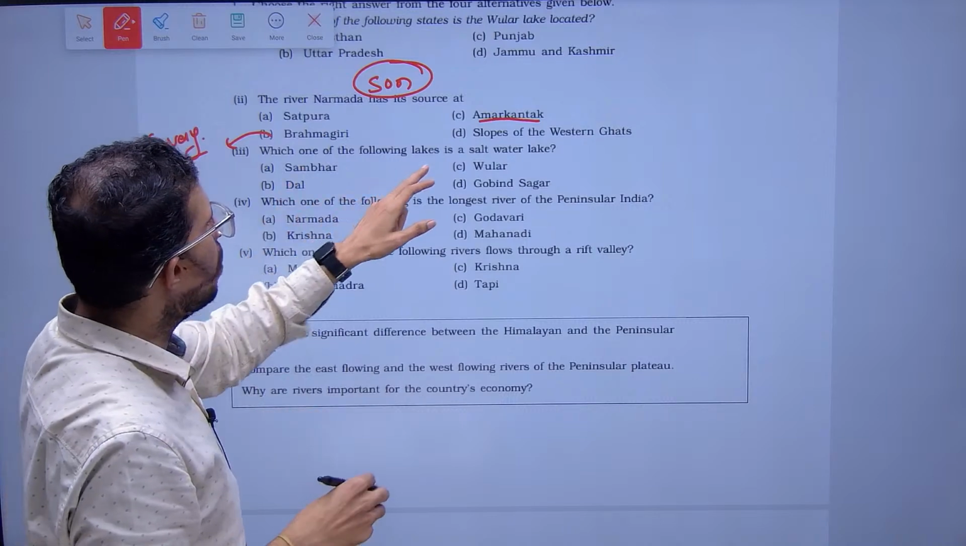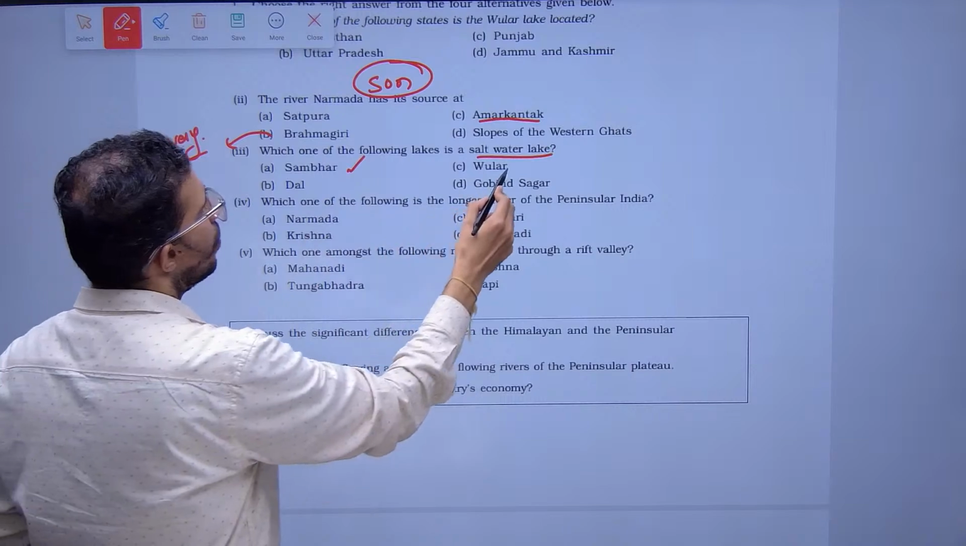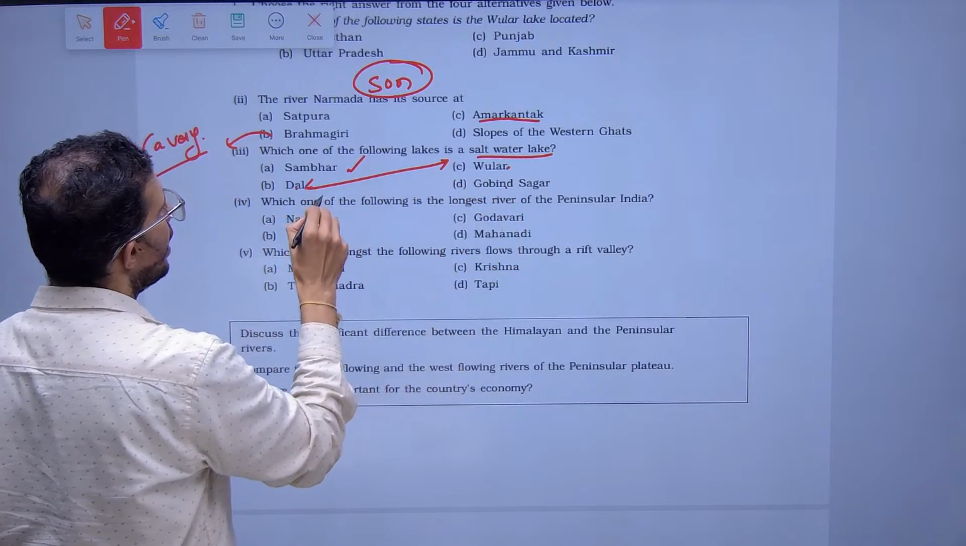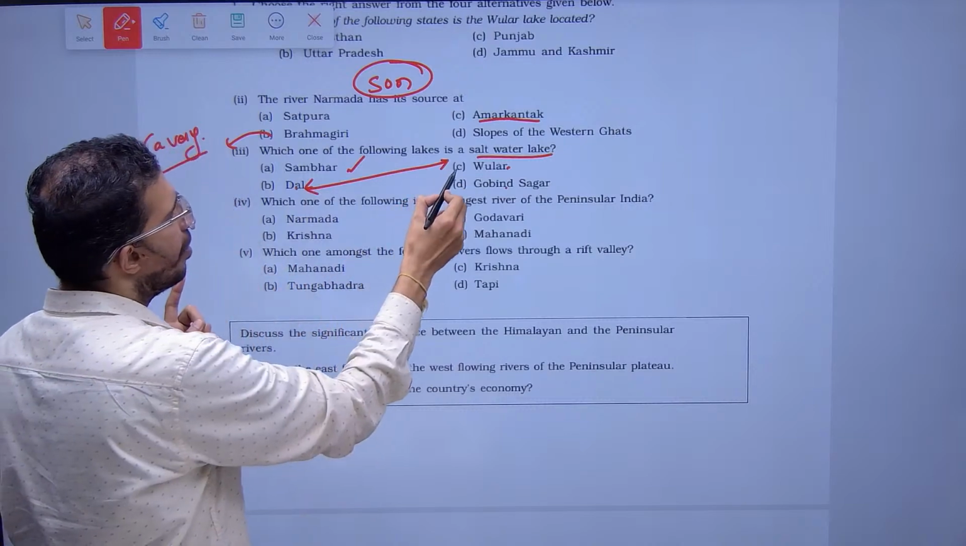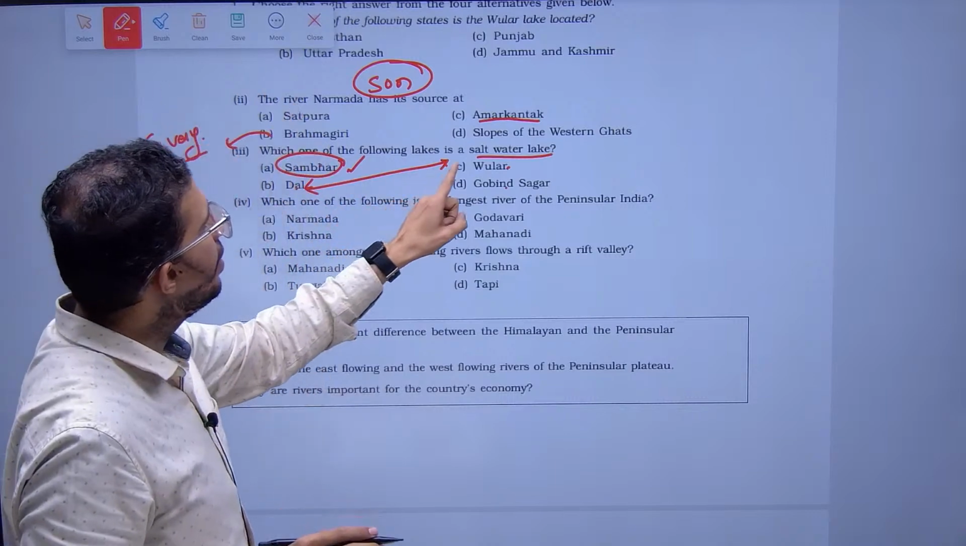Then which one of the following lakes is a saltwater lake? Sambar Lake, Ular Lake, Gobind Sagar Lake or Dal Lake. We all know Ular and Dal Lake are located in Jammu and Kashmir, and they are freshwater lakes. Sambar, located in Rajasthan, is a saltwater lake.